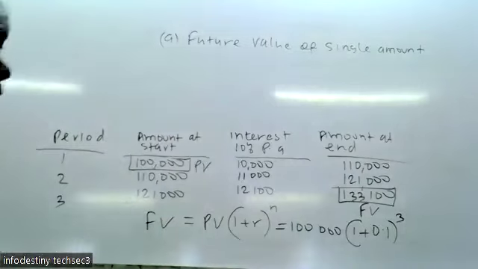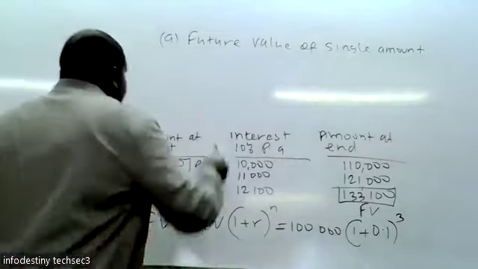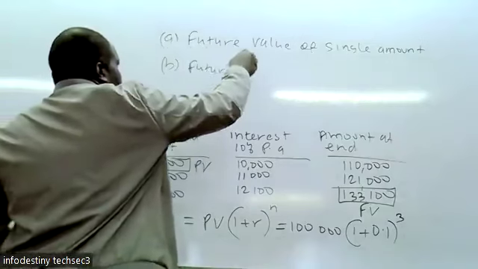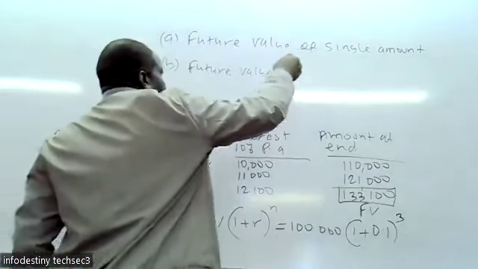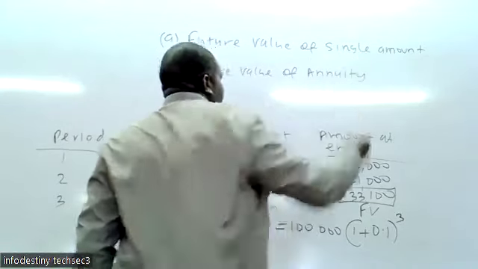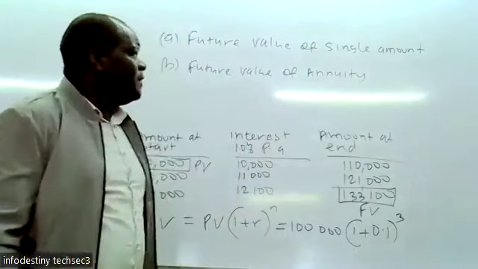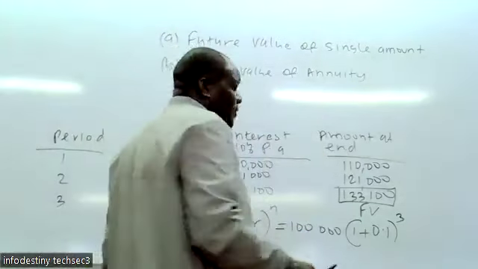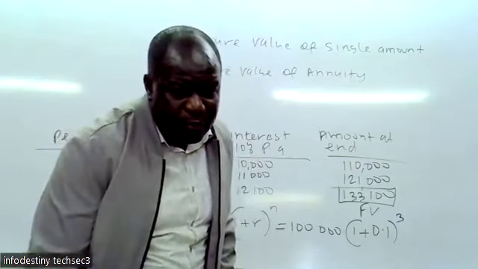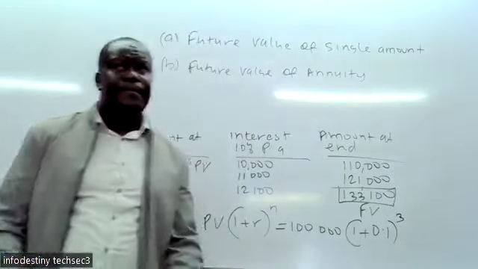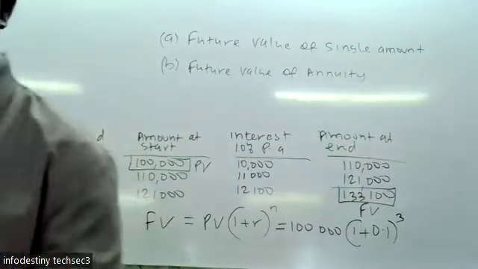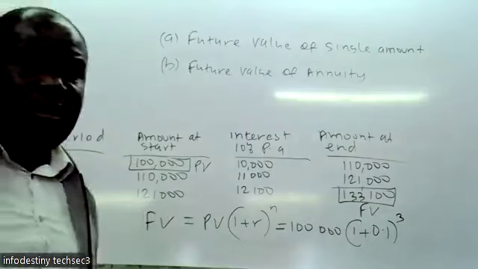So we go to B. B is the future value of the annuity. So we want now to see how to compute the future value of the annuity. We shall first explain what we mean by the annuity. Then after that, we check how to compute it.